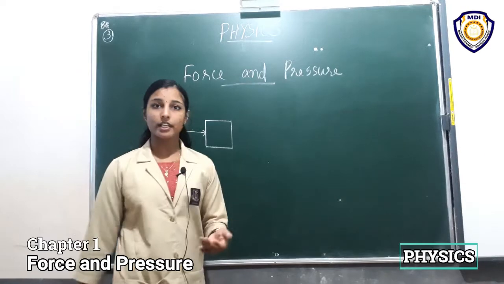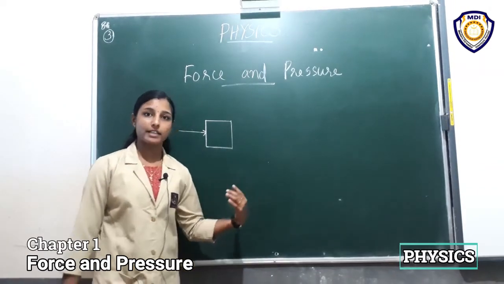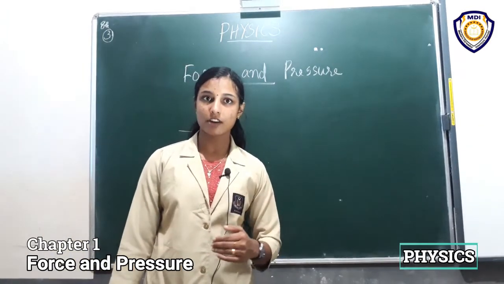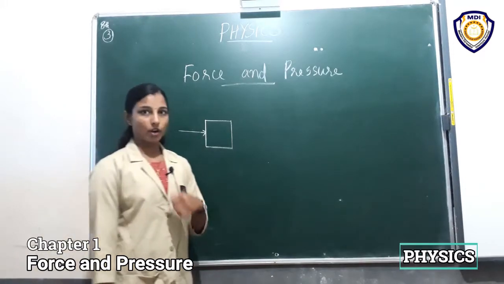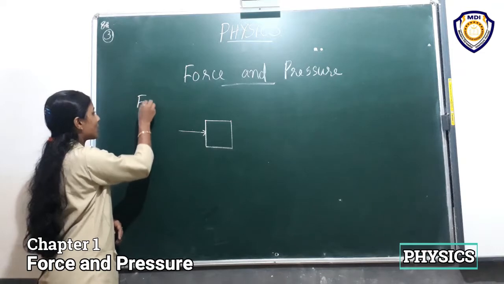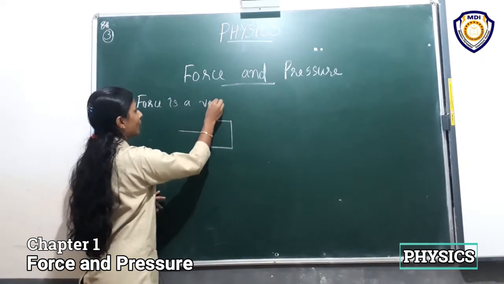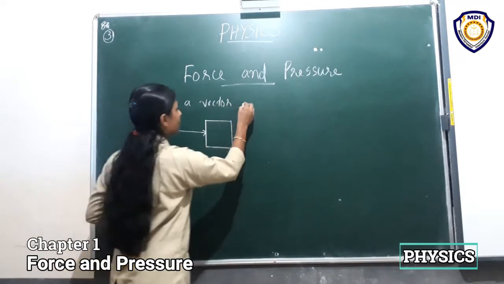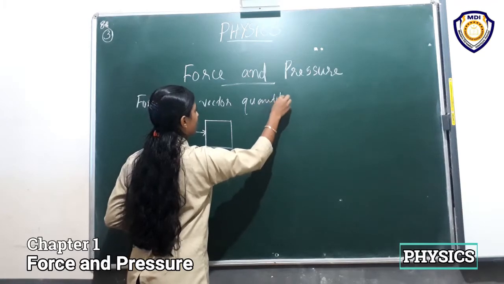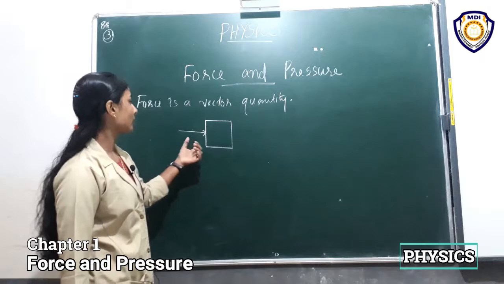So, what are vector quantities? That we have already discussed: the physical quantities that have magnitude as well as direction are called vector quantities, right? So, here force is a vector quantity. What does it mean?